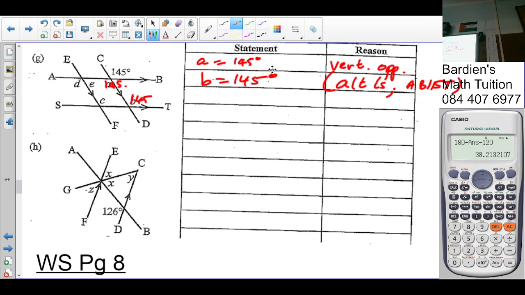Who can help her with C? Tyra? Nice! Why is C 145? Corresponding. Can you see you can use corresponding here? There's the F. Can you see that, people? Nice, Tyra. Well spotted, my girl.